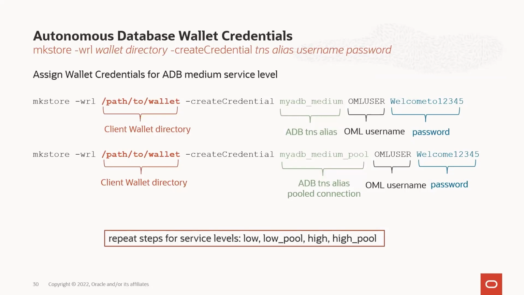And in this slide, what I'm showing is that I'm assigning wallet credentials to the medium service level in Autonomous Database. So I can connect using the medium service level, but you can also repeat these steps for any of the service levels, low and high. And then the pooled connection is for the database resident connection pool. And I'll show you how that's used very soon, a few slides down.